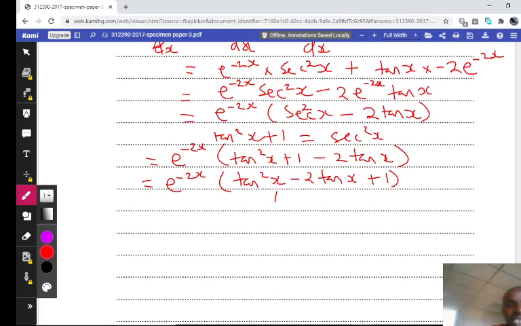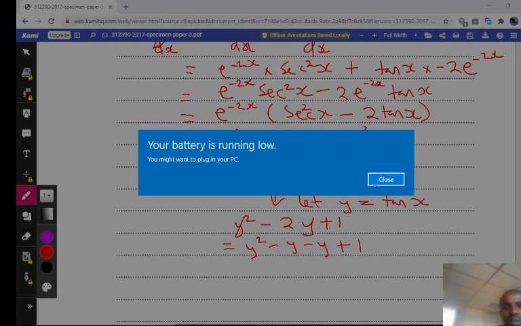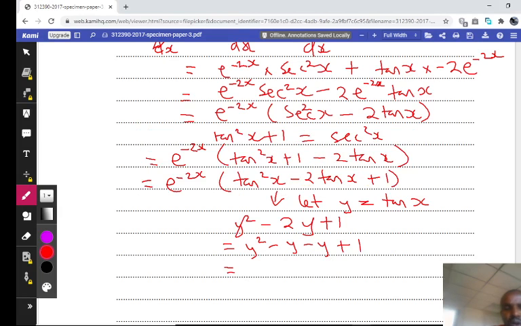Now let's solve this one inside the brackets, or factorize it. For it to be easy to work with, let y equal tan x. So it will be y squared minus 2y plus 1. Let's factorize this one. What are the factors? Minus 1 and minus 1. So it's y squared minus y minus y plus 1.